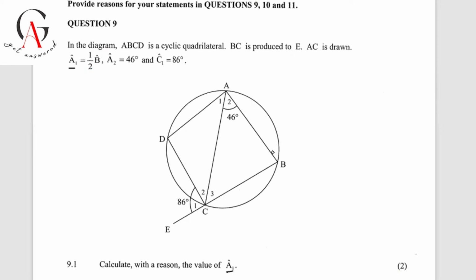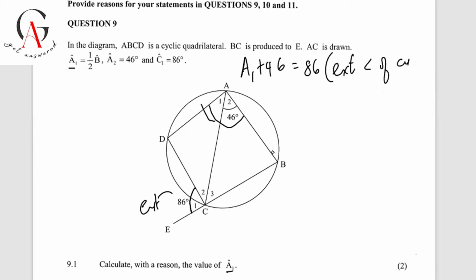Okay, so we know that if this is 86, which means the whole of this must also be 86 because this is an exterior angle. This is the opposite interior. So I'm going to say that A1 plus 46 must give us 86. Reason: exterior angle of a cyclic quadrilateral. Then let's move the 46 that side, which means A1 is 40.